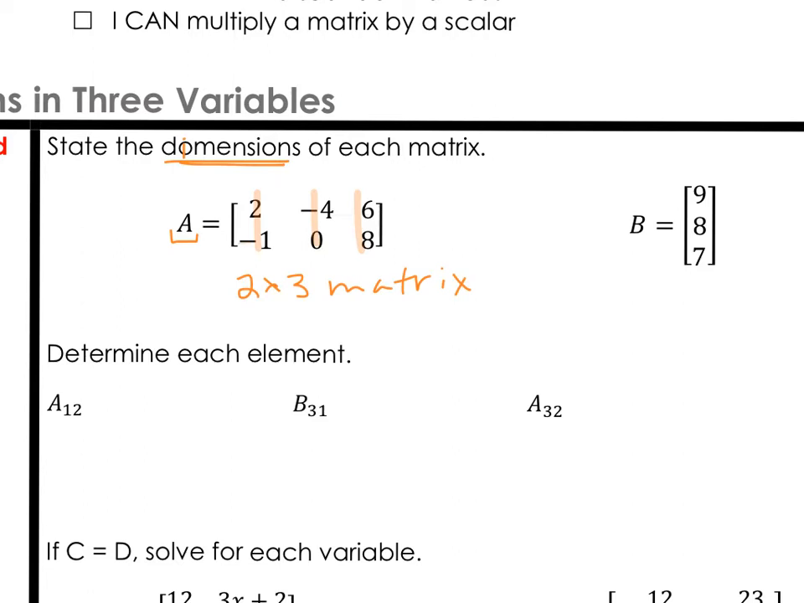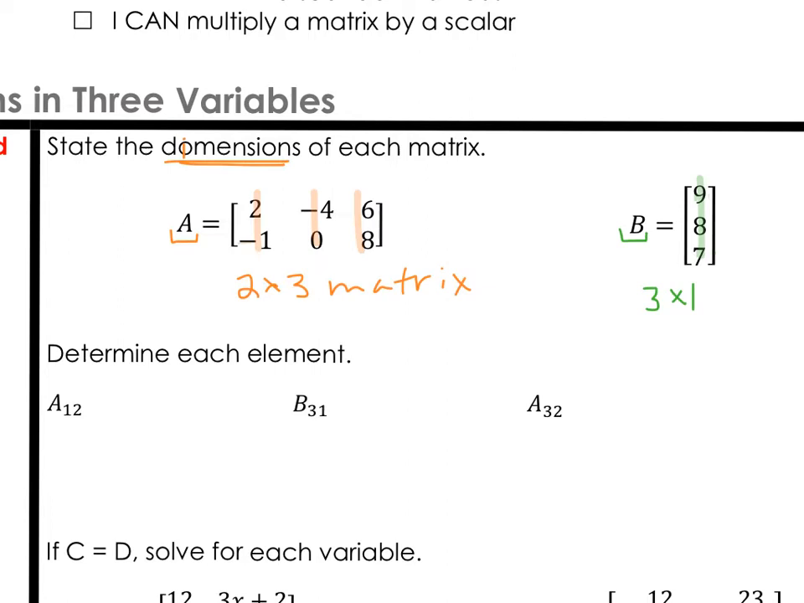In matrix B, thinking the same idea, again it's named by a capital letter. The number of rows in matrix B, there are 1, 2, 3 rows. So we start off with a 3. But then as we look at the number of columns, there's only one vertical connection with all three of those points. That makes this a 3 by 1 matrix.